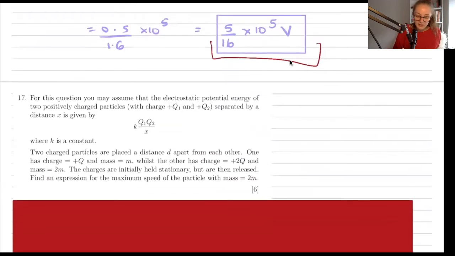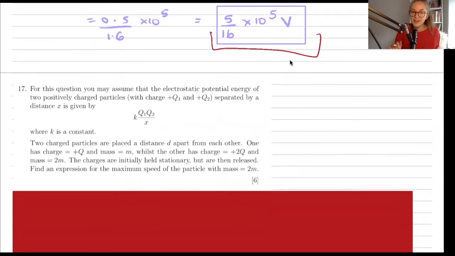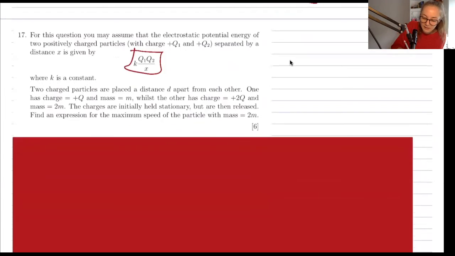So then we can equate that to our kinetic energy and rearrange to get a value for our electric field strength. Okay, so this next question, we can assume that the electrostatic potential energy of two positively charged particles with these charges separated by a distance x is given by this equation here. So just to reiterate, this is the electrostatic potential energy. So this is an energy term here.